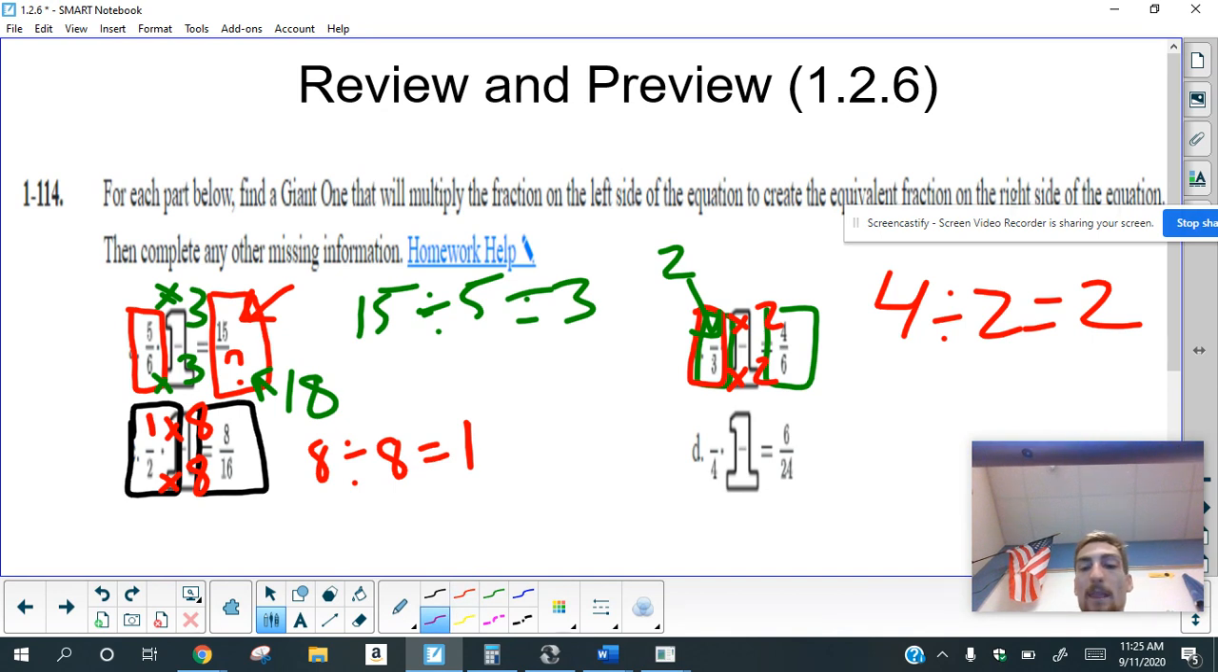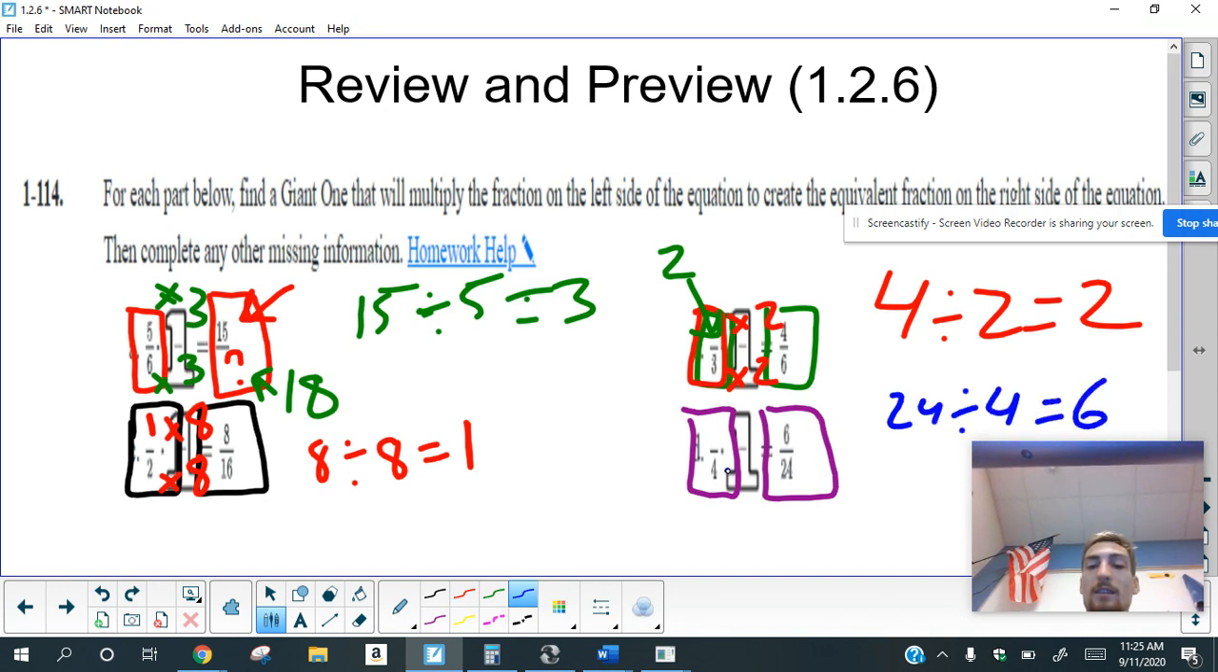Last problem here. What over 4 is equivalent to 6 over 24? All right, so I had to multiply my denominator by 6. 4 times 6 to get to 24. So I do the same thing up top here. So what multiplied by 6 would give me 6? Well, that would be 1. I'd do 1 times 6 to get 6. So my fraction 1 over 4 is equivalent to 6 over 24. All right, looks good there.